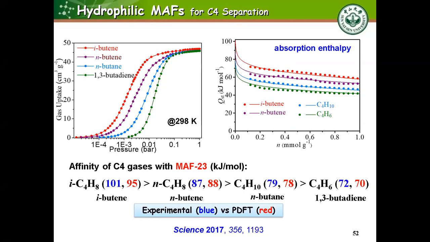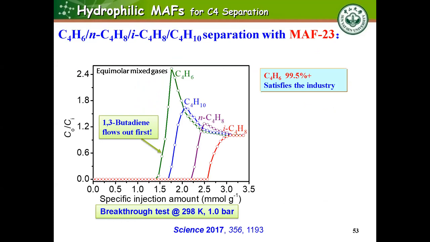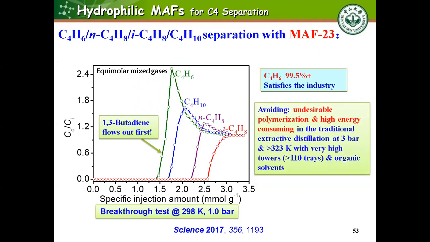With different affinity for MAF-23, the four C4 compounds should be well separated. In particular, both the uptake and adsorption enthalpy of 1,3-butadiene are the smallest, meaning that 1,3-butadiene could be easily purified from a mixture of the four compounds. Actually, breakthrough experiments reveal that the four C4 compounds can be well separated in a column of MAF-23 at ambient temperature and pressure. Most importantly, 1,3-butadiene flows out first and can be purified in one cycle to 99.5% purity. Such purity well satisfies industry requirements.